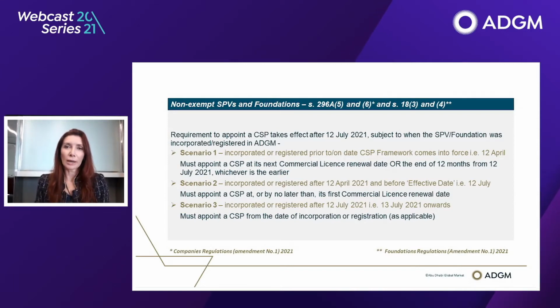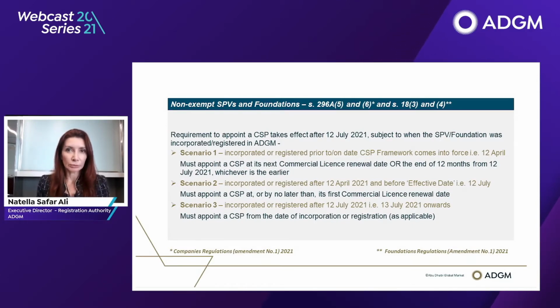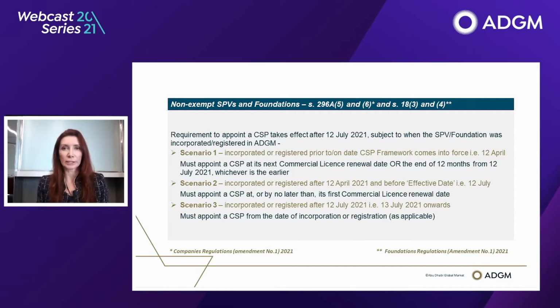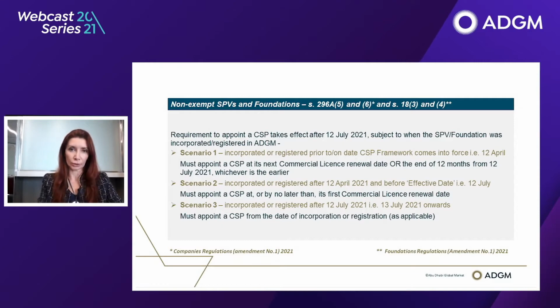Just to recap and remind everyone about the transition periods. All those SPVs that were registered before the new regime came into effect must appoint a CSP. If they're non-exempt, they must appoint a CSP at the time of license renewal. So if you're already handling files of non-exempt SPVs, business goes on as usual. You just have to provide us with notification that you are the appointed CSP. If an SPV is non-exempt and it doesn't have a CSP appointed, it must appoint the CSP at the time of license renewal.